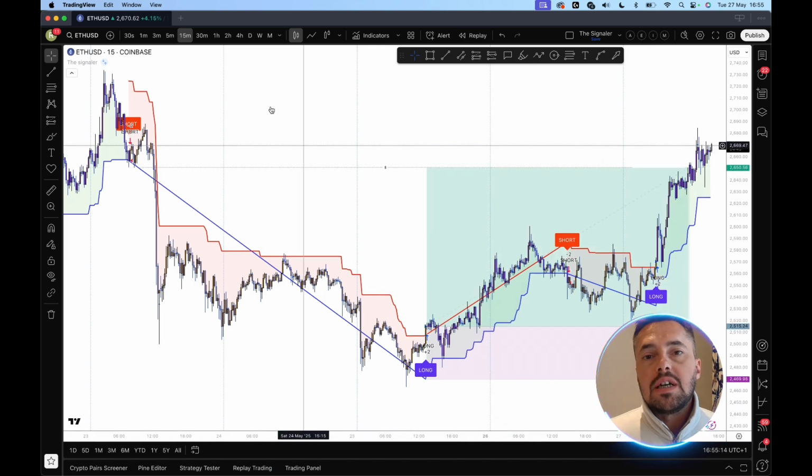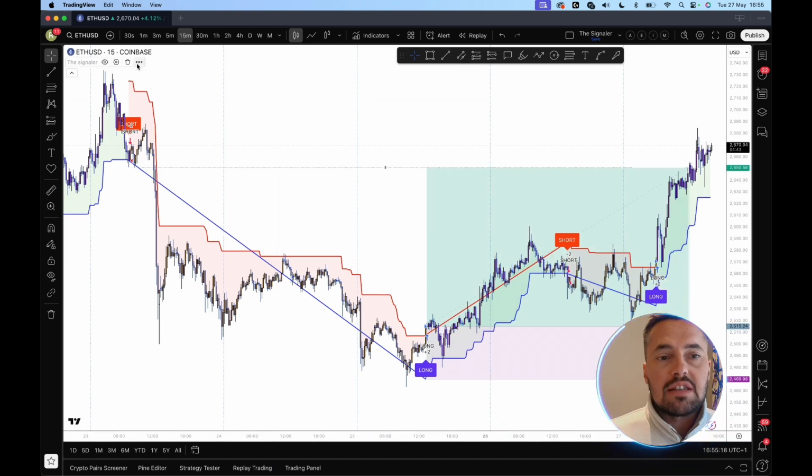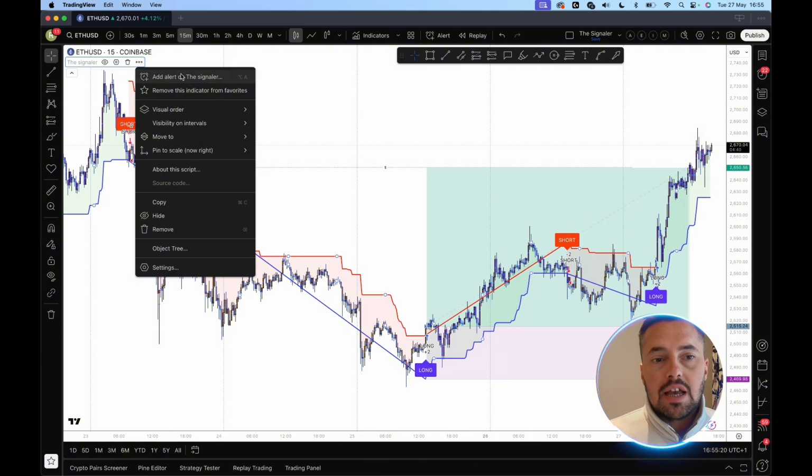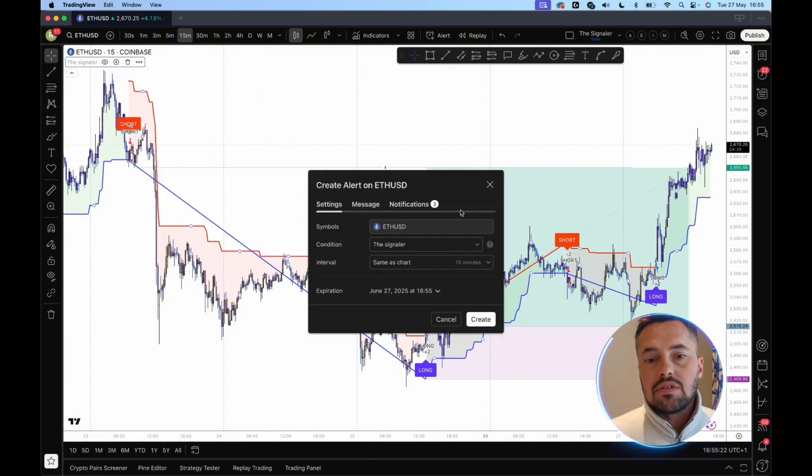Now this trade was super easy to take because all I had to do was set an alert. So in these three dots here, you click add alert to the signaler and you can see here that the settings are all here. You don't really need to change anything unless you want to change the time frame.